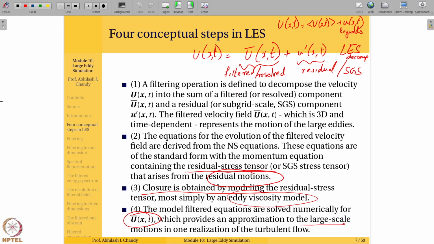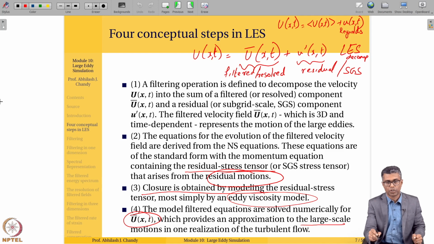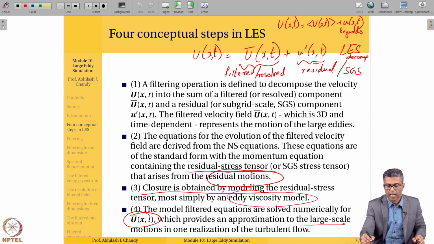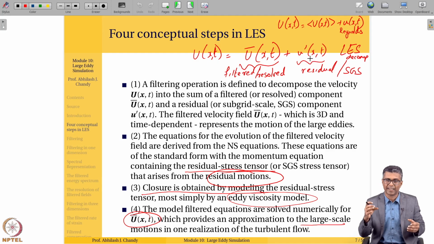Hello everyone. So towards the end of last class, we were discussing the four conceptual steps in LES, right? Let me just refresh your memory here. The first one was defining this filtering operation in such a way that you filter the velocity, you get a filtered velocity and a residual velocity. That is what is written here on the slide. You have u equals u bar plus u prime. U bar is your filtered velocity field and u prime is the residual velocity field or the subgrid scale velocity field, anything that is inside the grid as I had drawn earlier.